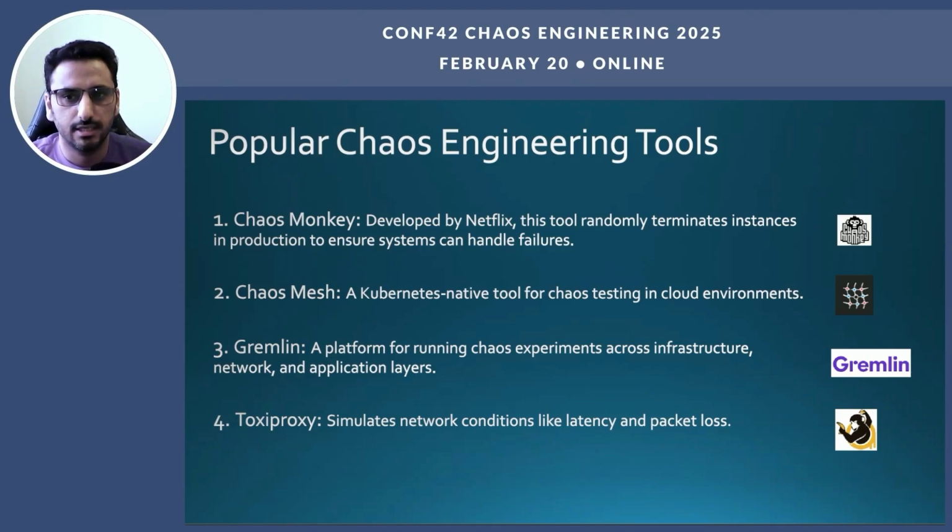The next is Chaos Mesh. Chaos Mesh is an open source platform. It was built for Kubernetes, but it is very powerful and flexible, and it supports diverse fault injection. It also has a web UI for managing experiments, so we can manage, run, and monitor different experiments through a really nice web UI.